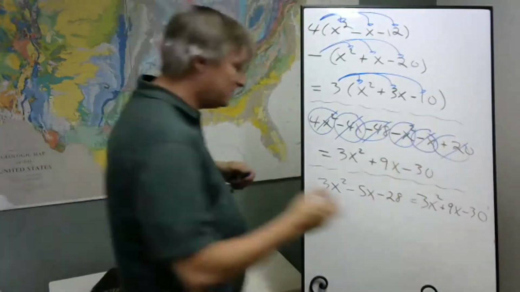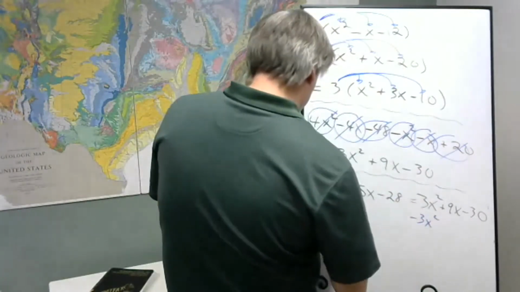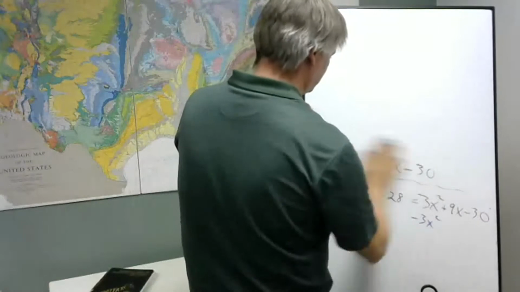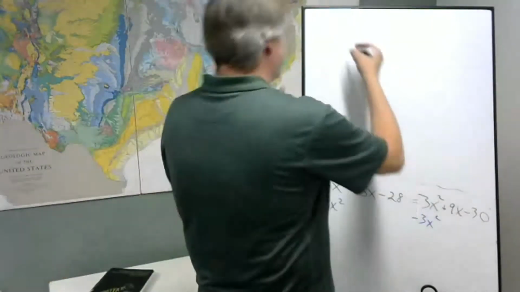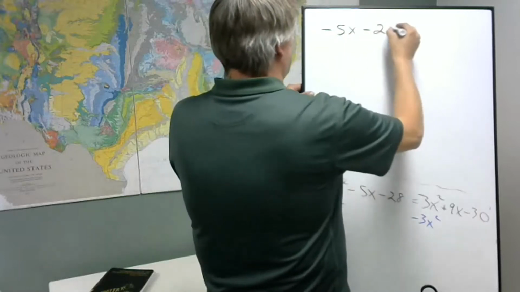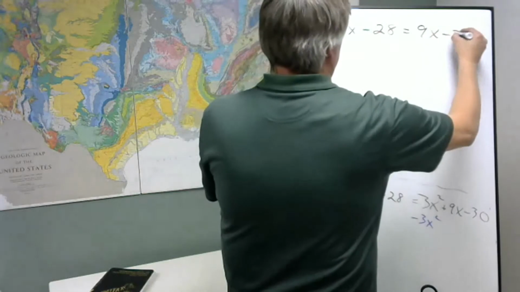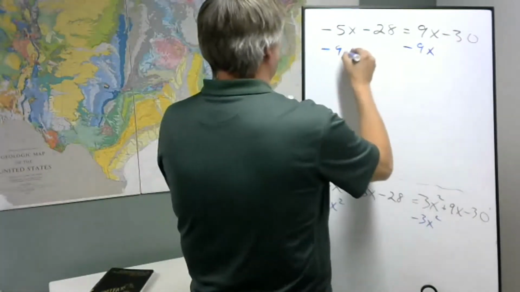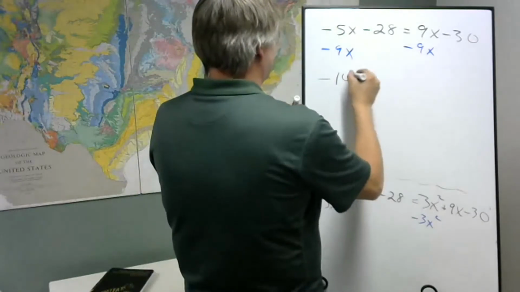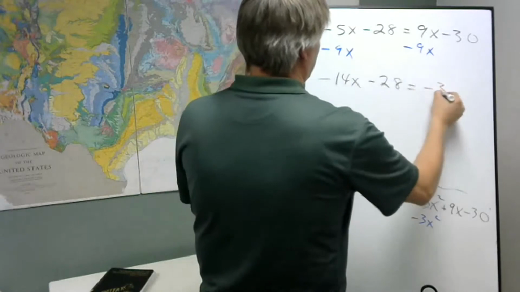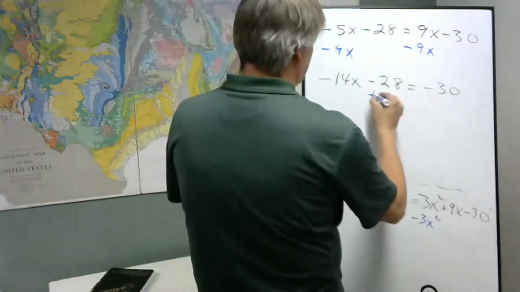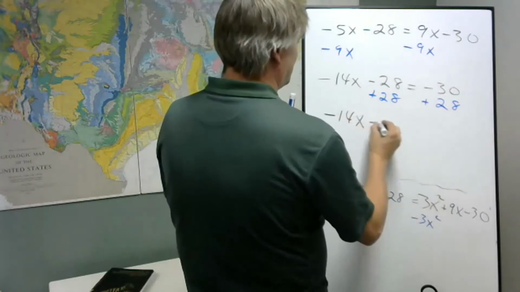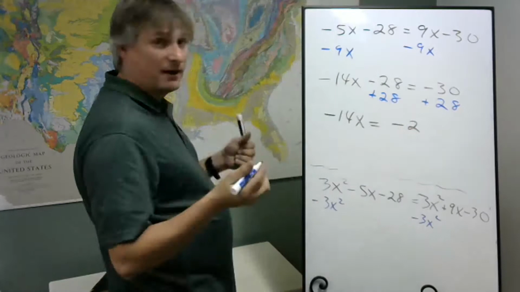All right. Now we're going to solve for x. Now, good news is we can subtract 3x squared from both sides. So we're not going to have to deal with a quadratic. So we'll get minus 5x minus 28 is 9x minus 30. Subtract 9x from both sides, and we'll get negative 14x. Add 28 to both sides. Minus 14x is equal to negative 2. Divide by negative 14.